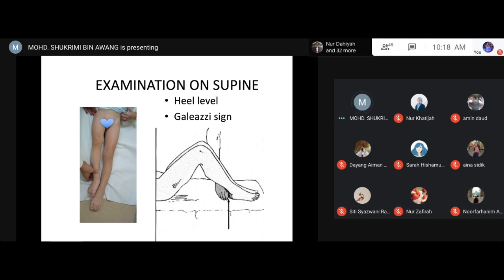I'm sure that you know how to do a Galeazzi sign. The most important thing is you put the hip and the knee in 90 degrees and make sure that the hips are at the same level. Then where should you observe? Observe at the level of the knee and also at the level of the tibial tuberosity, whether this is equal or not.